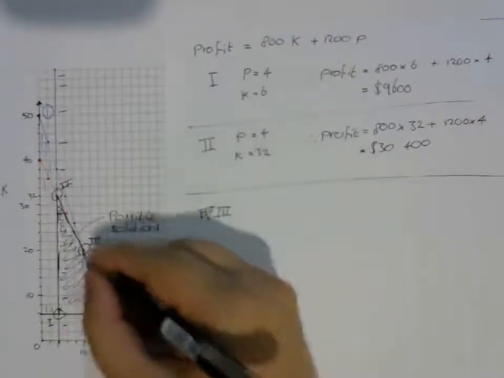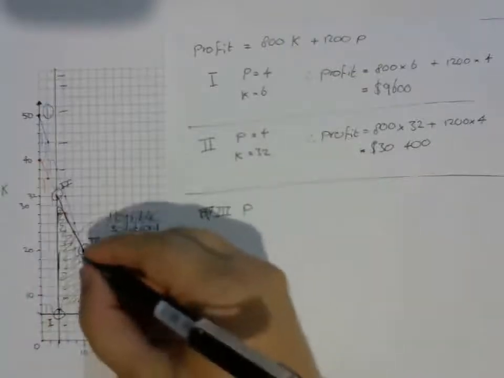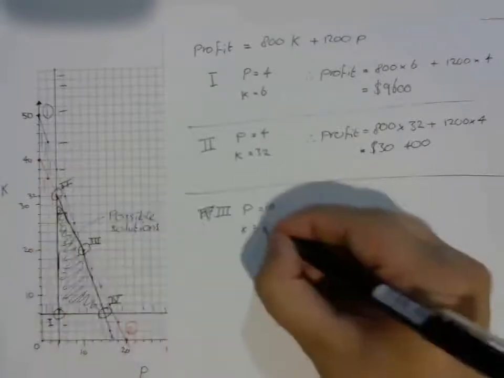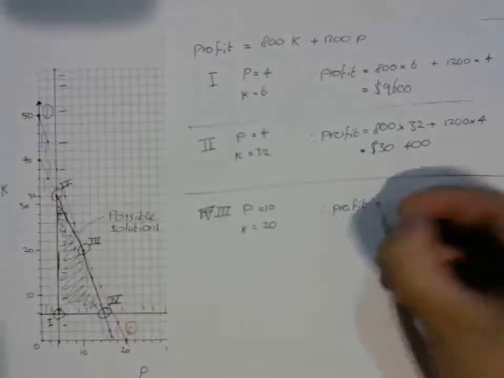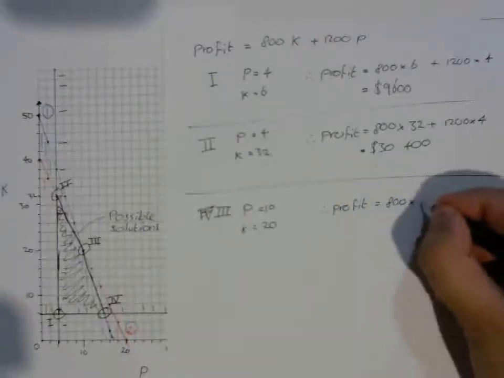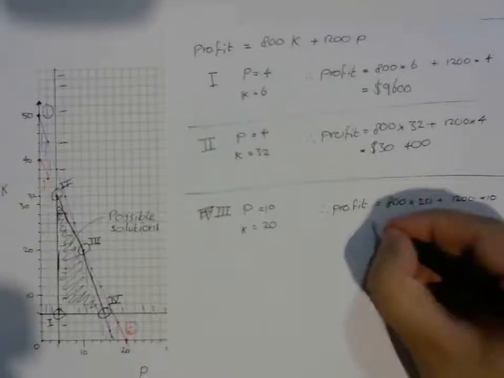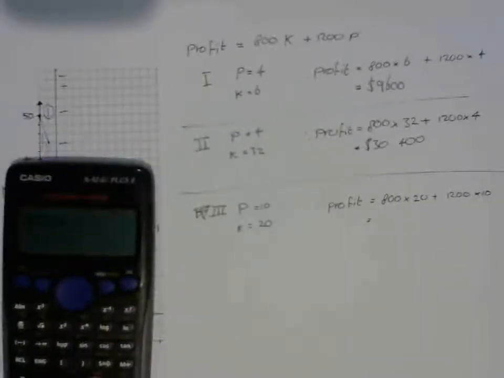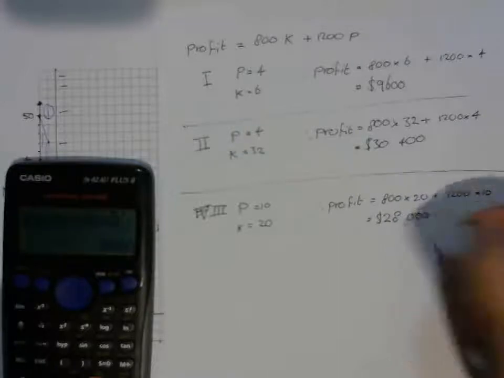Point number 3 is this one in the middle. At that point, P reading down is equal to 10, K is equal to 20. Therefore, profit equals 800 times 20 plus 1,200 times 10. Grab my calculator. 800 times 20 plus 1,200 times 10 equals $28,000.